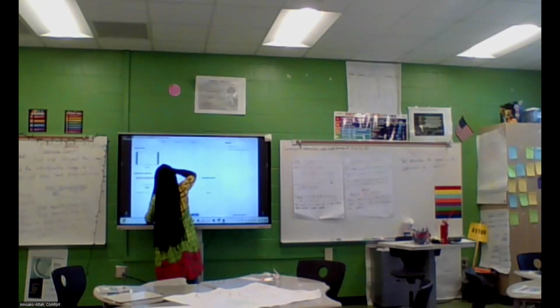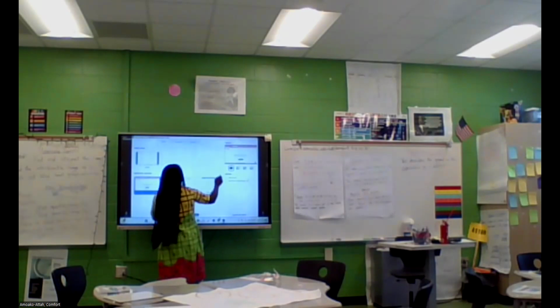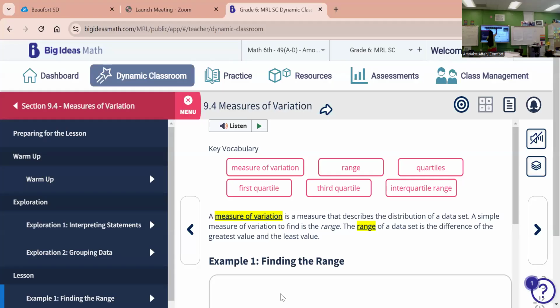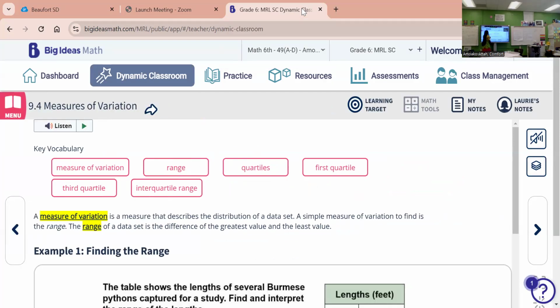Let's go to screens. Then we can choose here, big ideas. So over here, these are the key vocabularies that you're supposed to learn under measures of evaluation. I've already told you about the measures of evaluation.